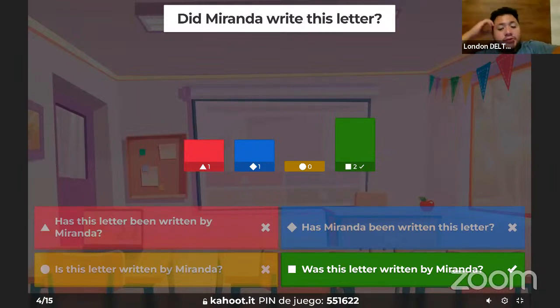Excellent. Did Miranda write this email? So, subject, Miranda. Object, the letter. En lugar de decir, Miranda escribió esta carta, quiero preguntar, ¿fue la carta escrita por Miranda? So, the only option is was. Was this letter written by Miranda? Okay, very well. Any questions? Any questions, guys? Okay, so we move on. Let's go.